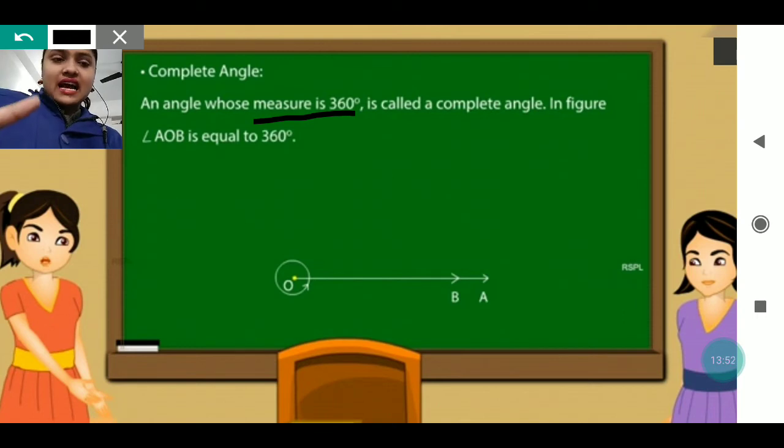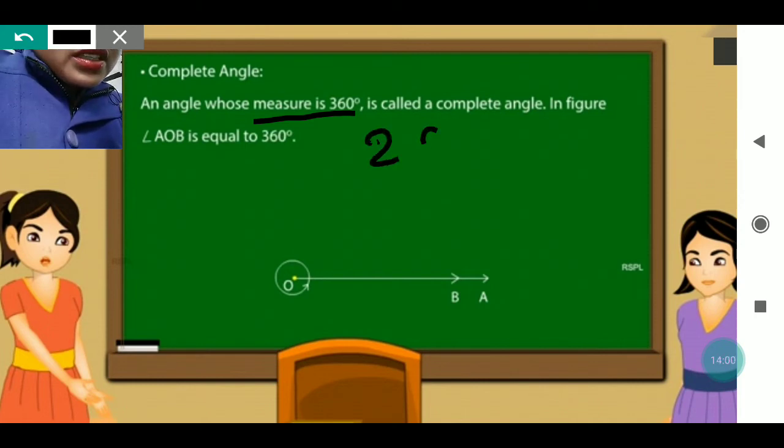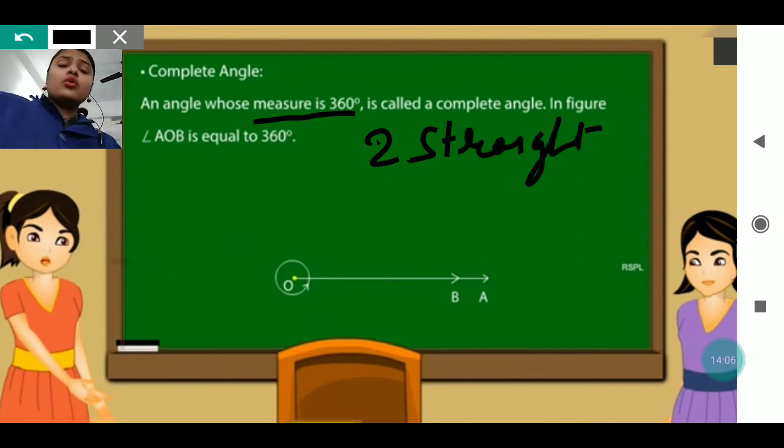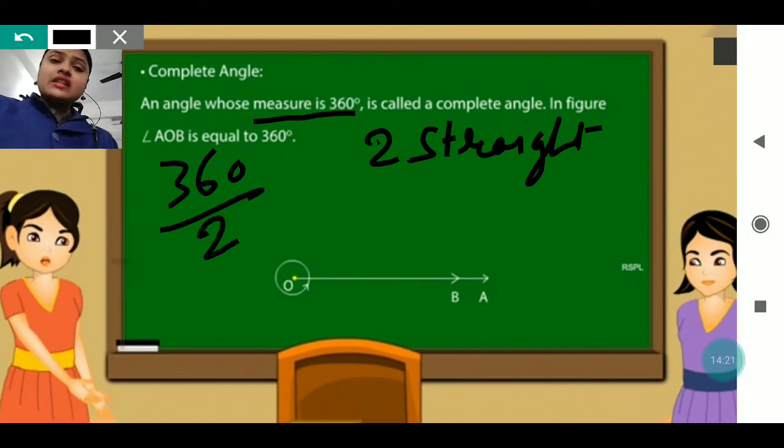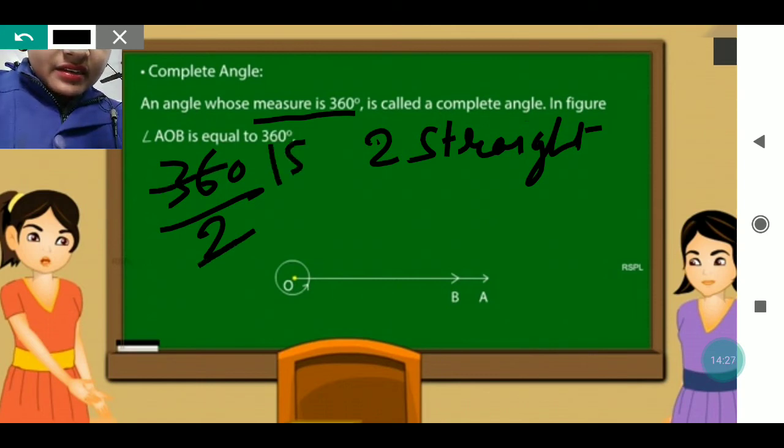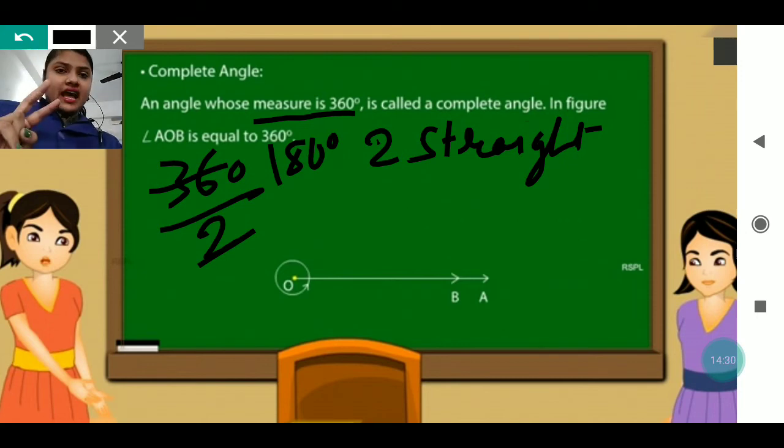In the figure you can see this angle is a complete angle, as when we measure this angle, exactly 360 is coming. It means two straight angles can form one complete angle, because when you divide this 360 by 2, you will get 180 degrees. It means two straight angles complete one whole angle.